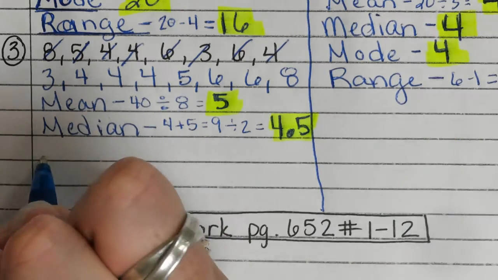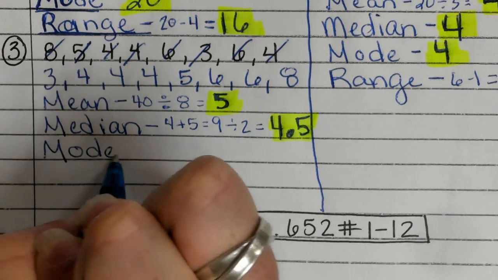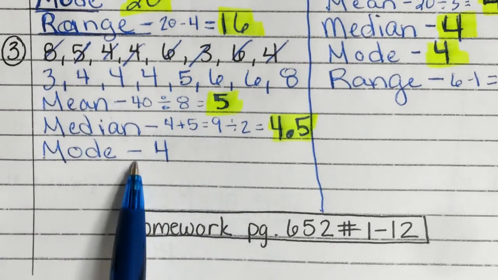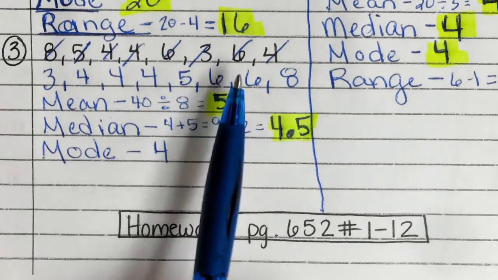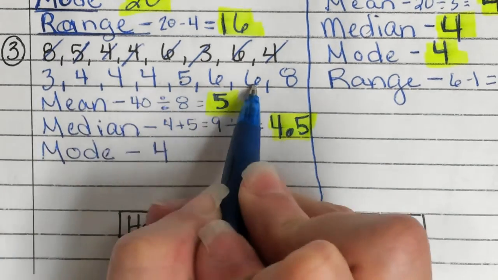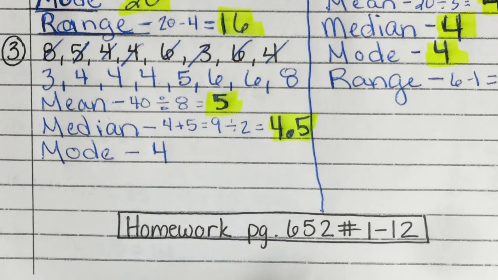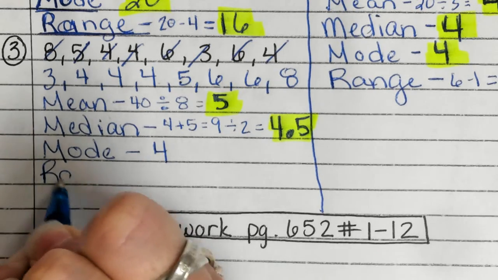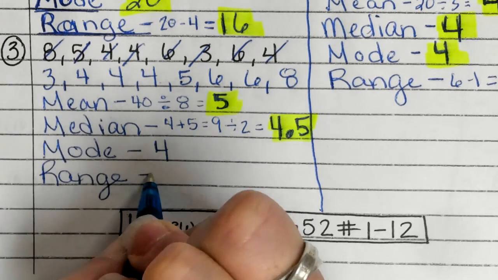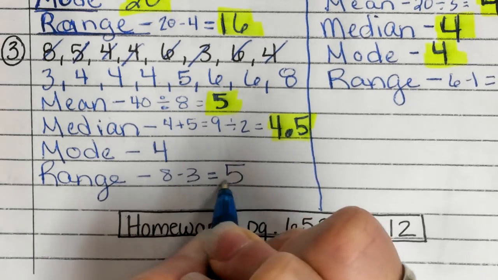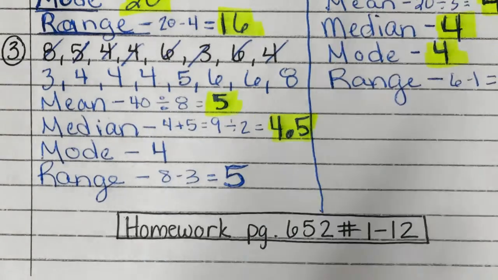Okay, mode means most. Which one happened the most? 4? Nope, just 4. 4 happened more times than 6 did. It happened 3 times, 6 only had 2. That's why putting them in order from least to greatest will help you. You'll see them together. Range, biggest minus smallest. 8 minus 3 is 5. Please quit talking.